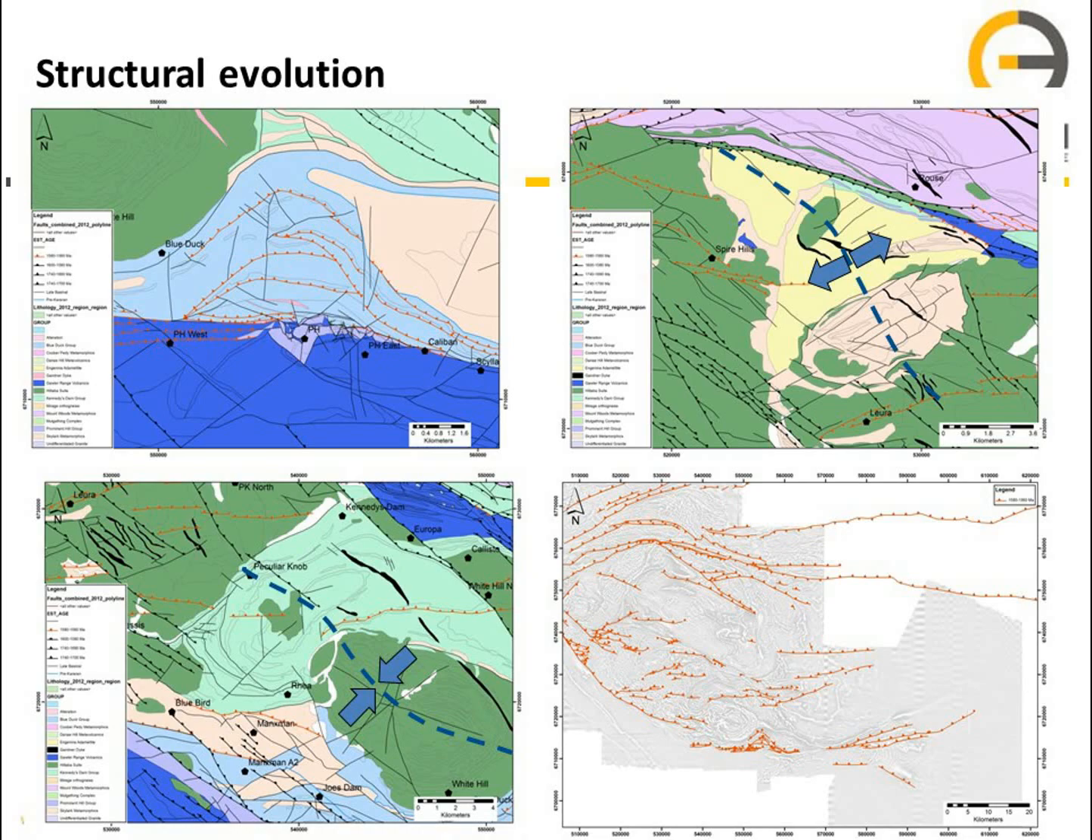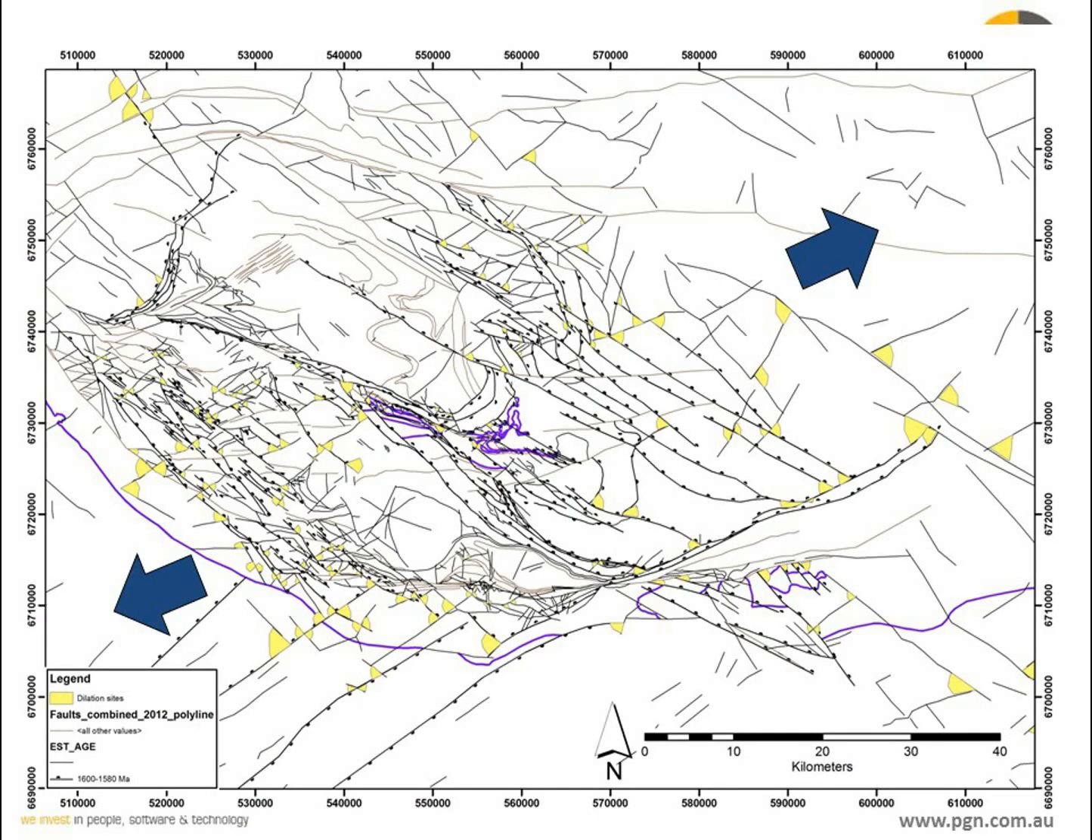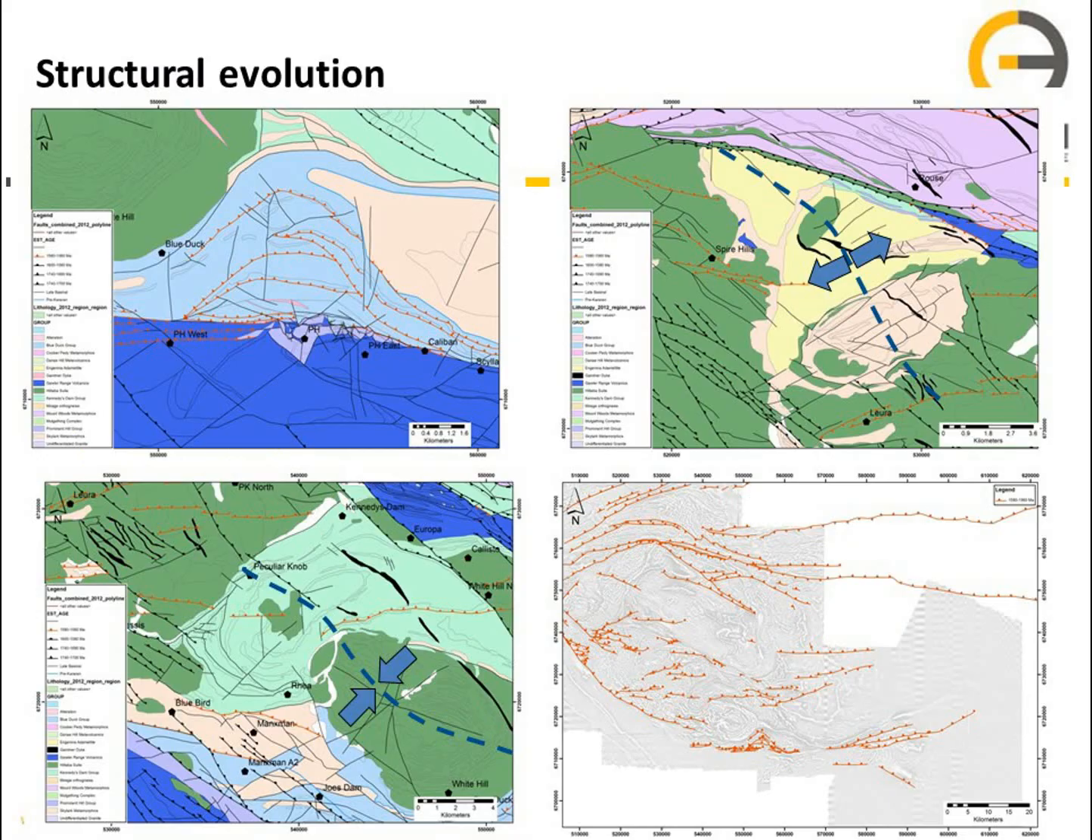So we had an understanding there was an early extension event, and that was overprinted by, that's the early extension event, with the bits that we were thinking were dilating in that structural architecture. And then, last slide. And that's the shortening event. That's the structures that were active during the shortening event.